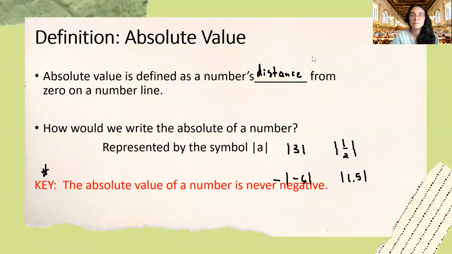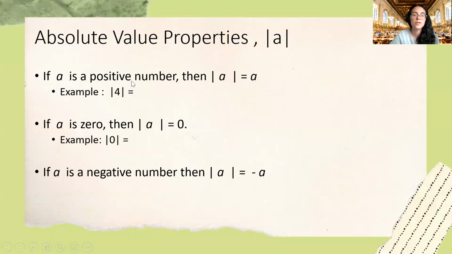Okay, so let's go ahead and continue. Now we have some of these absolute value properties. If a is a positive number, then the absolute value of a will be equal to a, which is positive as well. So here's our example. If we have the absolute value of positive 4, then it will be 4.